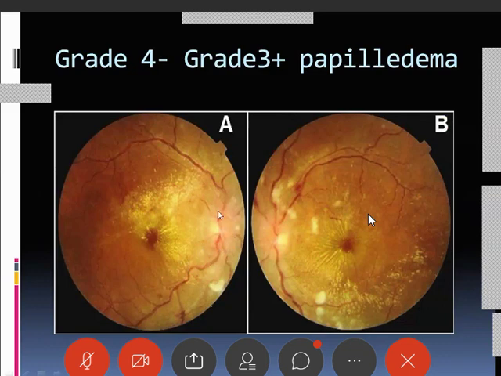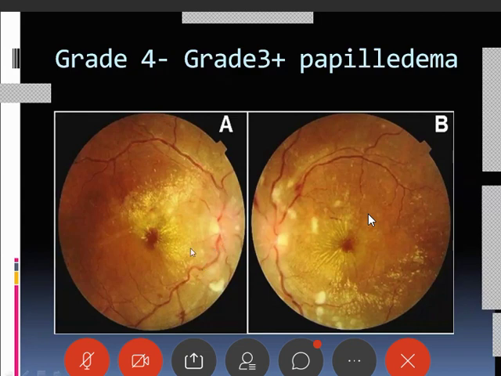Because the disc is having blurred margins, so the margins are not well defined. There are blurred margins because of the edema of the nerve fibers. When we see with a binocular instrument like indirect ophthalmoscopy or with slit lamp examination, we can see that the disc will be elevated, edematous with blurred margins. So this is papilledema.